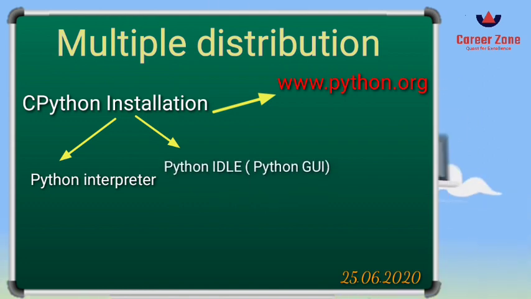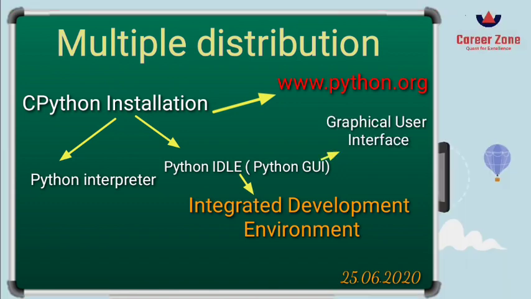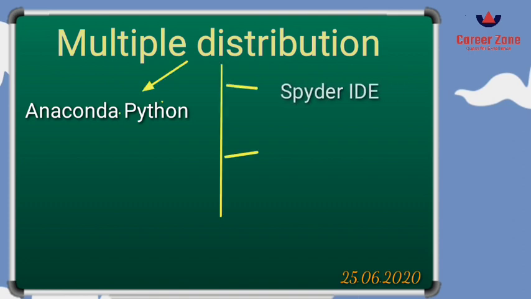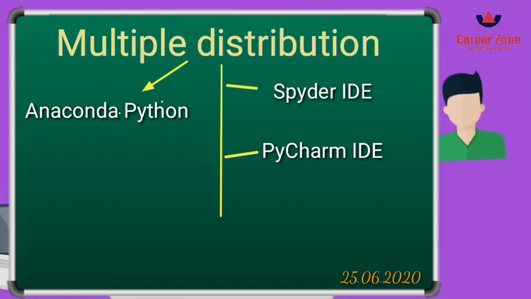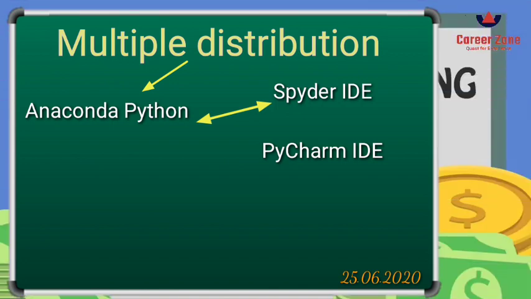IDLE means Integrated Development Environment. This is the full form of IDLE, which is in the form of a Python GUI. So we will be learning this mode only. However, there are many other distributions available these days like Anaconda Python, and many IDEs are also there like Spyder IDE and PyCharm IDE, out of which Spyder IDE is also available as a part of the Anaconda Python distribution.